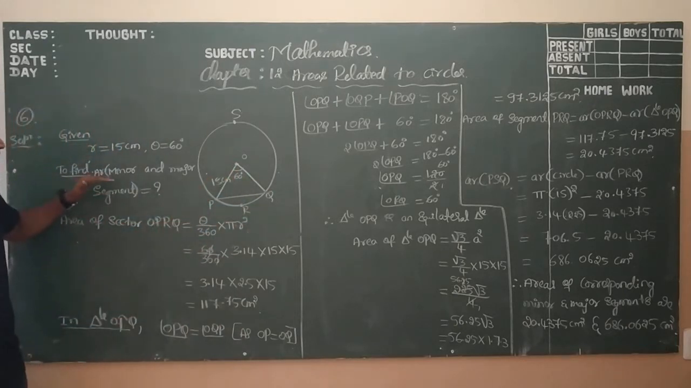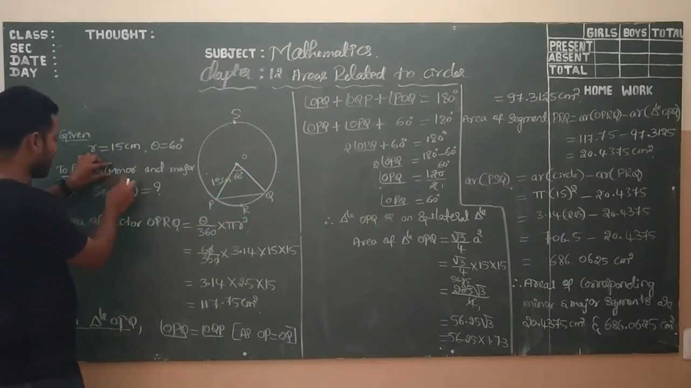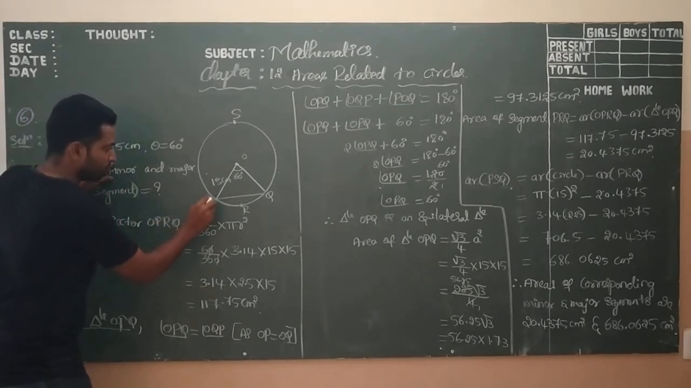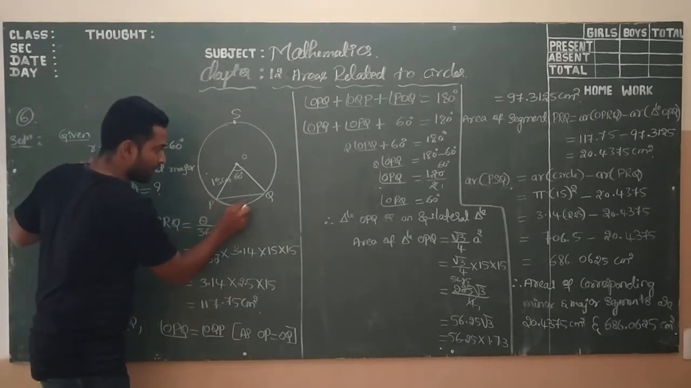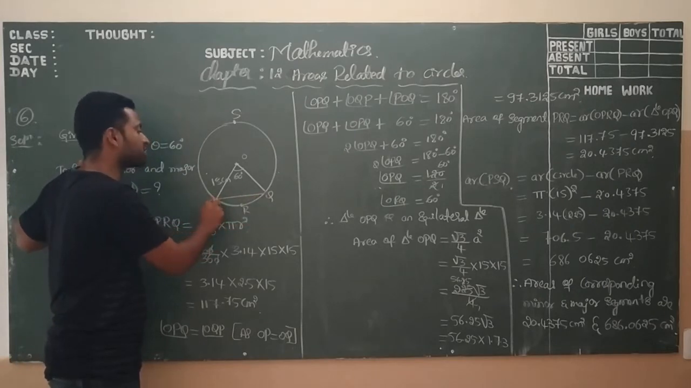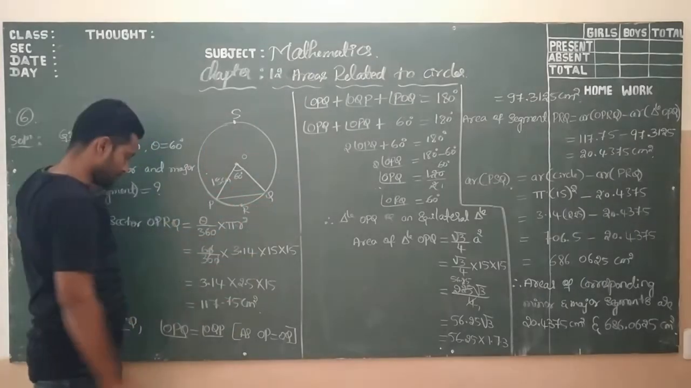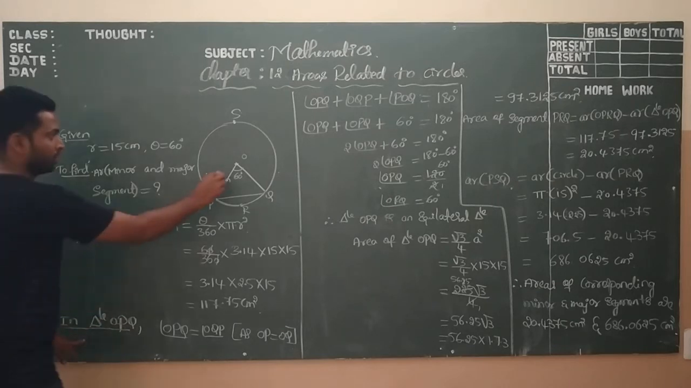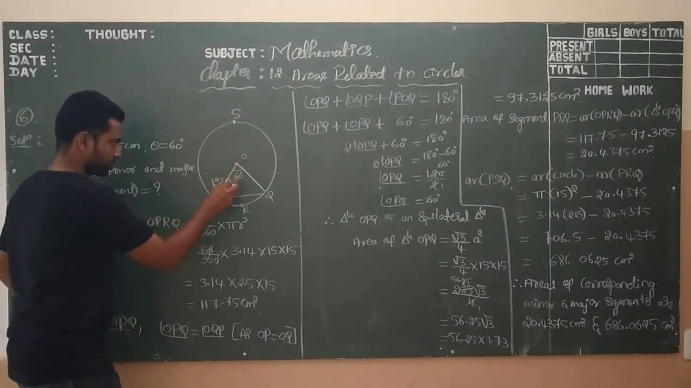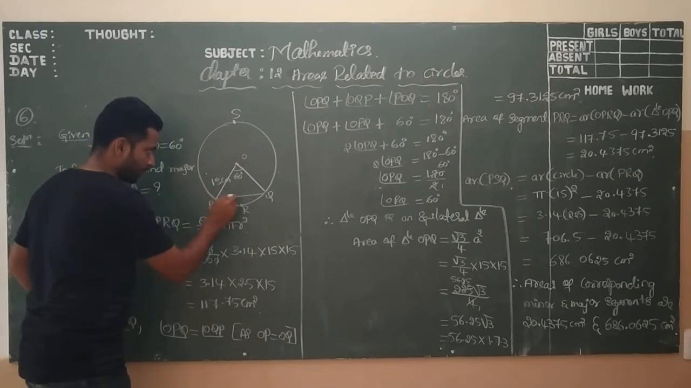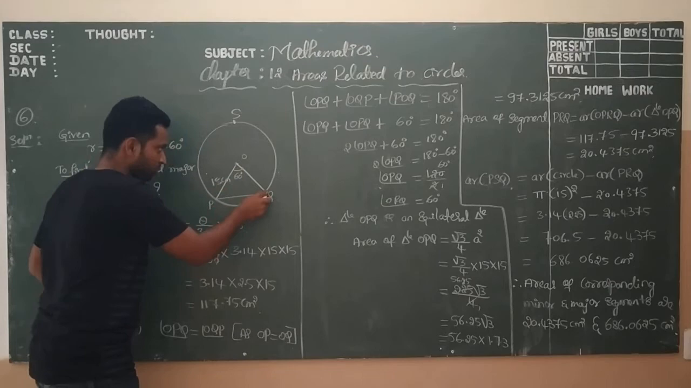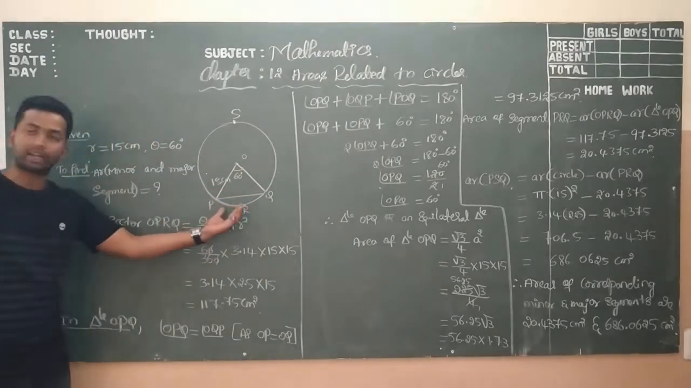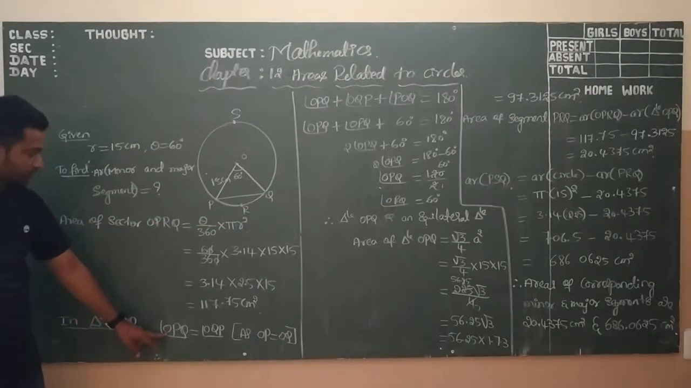Okay. So we have to calculate the minor and the major segments, which means you have to calculate the area of the minor segment PRQ and the major segment PSQ. Before calculating the area of the minor segment, you subtract the area of triangle OPQ from the area of sector OPRQ, then you get the area of the minor segment PRQ. So first you calculate that.